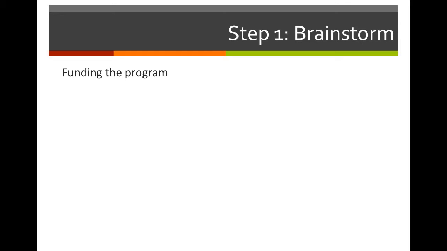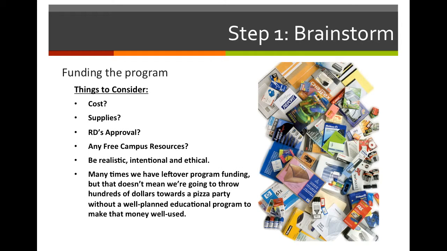So now that we know our target audience, as well as the type of program we would like to have, the next thing we need to consider is funding. How much will the program cost? What supplies do we need versus what can be found in the hall office? What will your RD realistically approve? Are there free resources on campus that your program can benefit from?